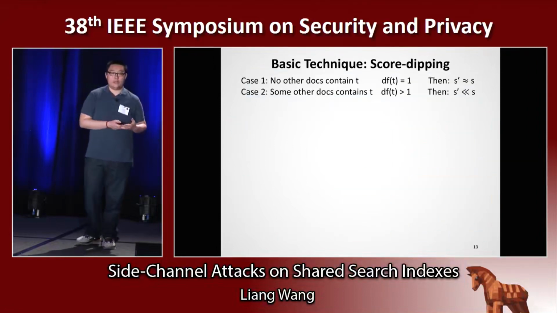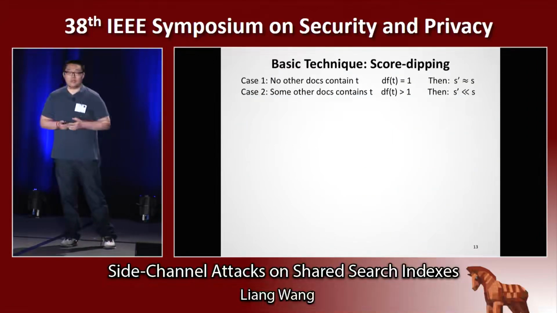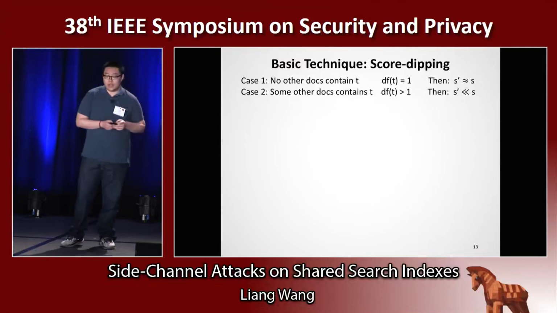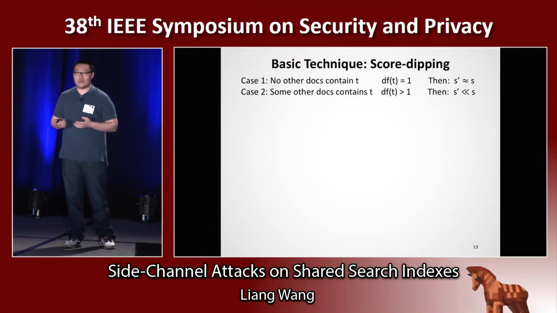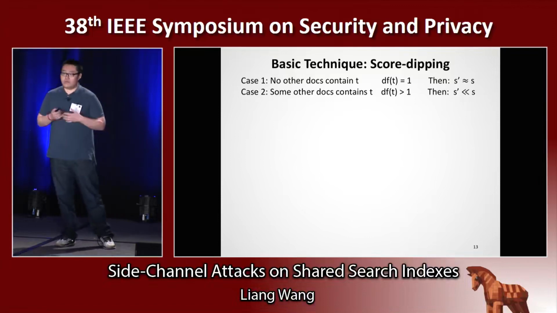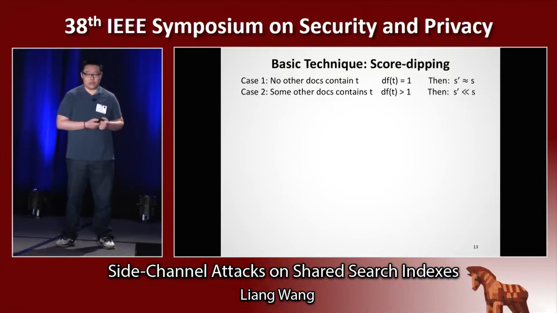So the attacker compares S and S prime. There are two cases. The first case is that no other documents on the index contain this term of interest. Then S prime will be similar to S. Otherwise, S prime should be much less than S. So a question is if we can distinguish these two cases.